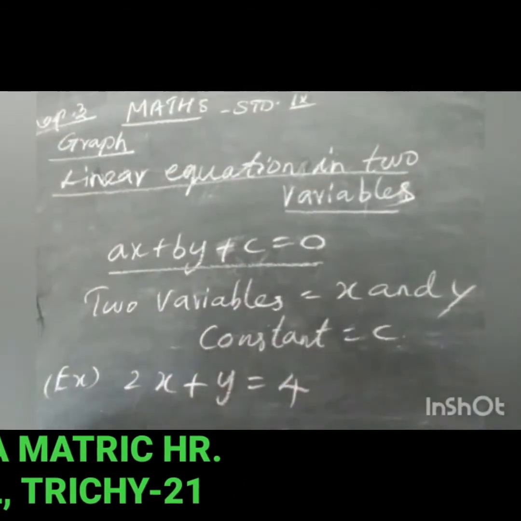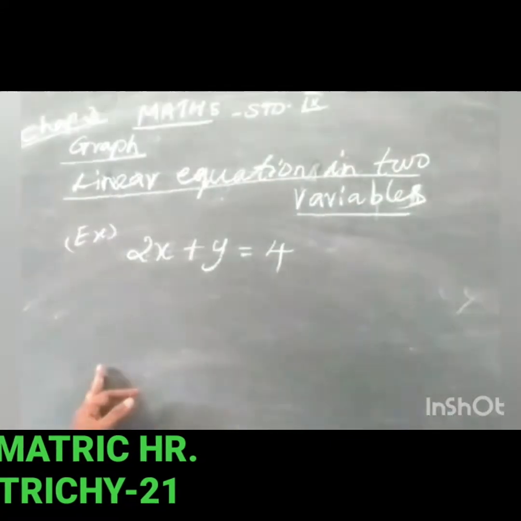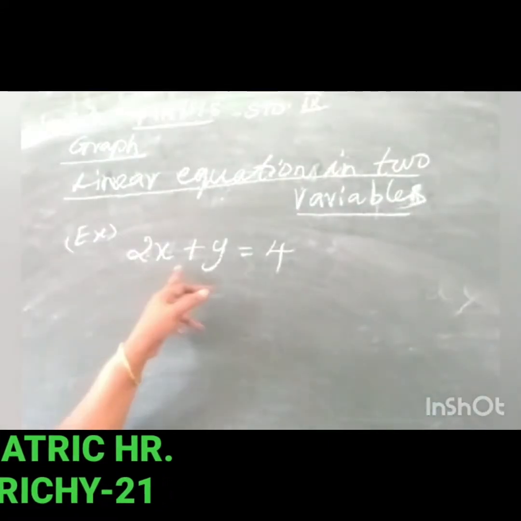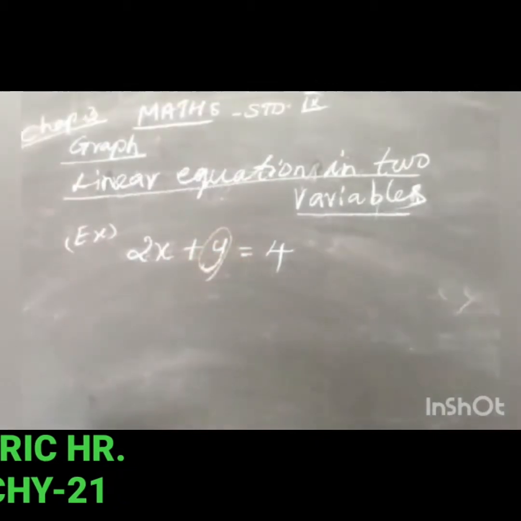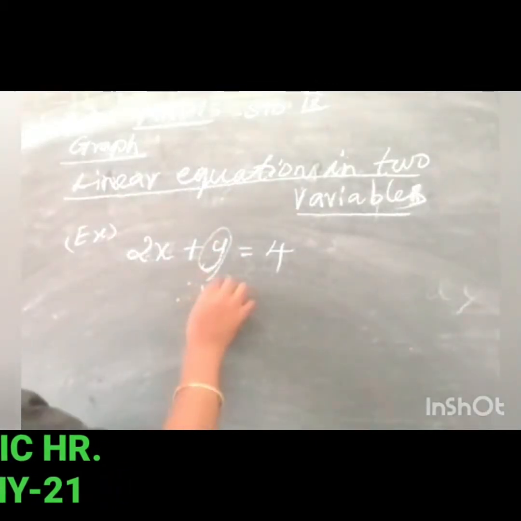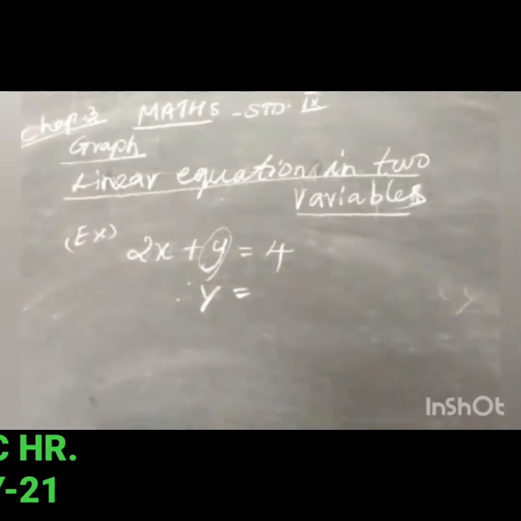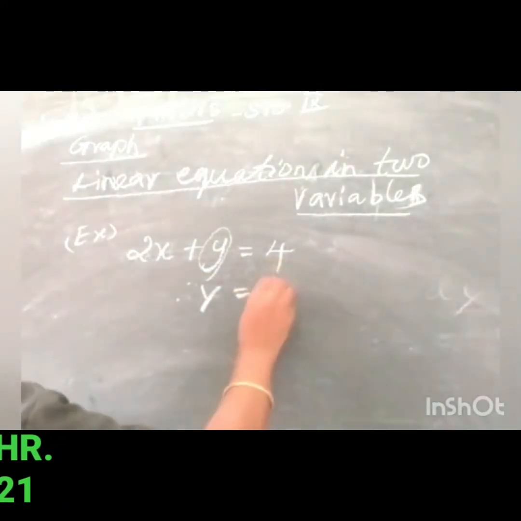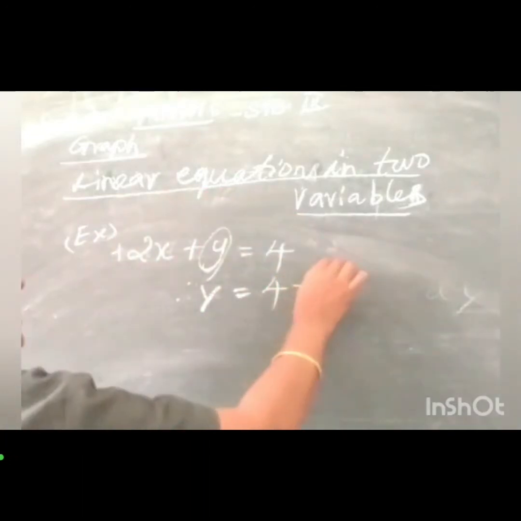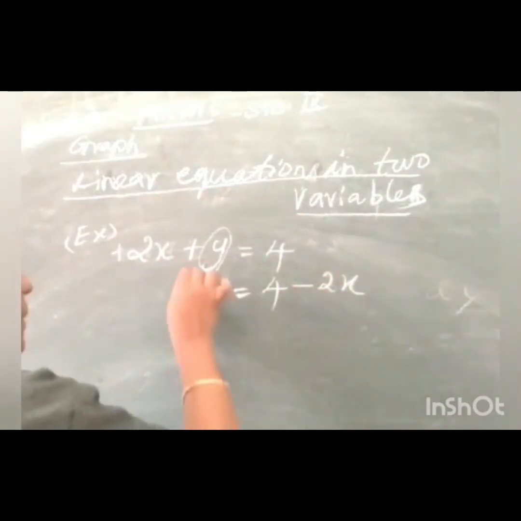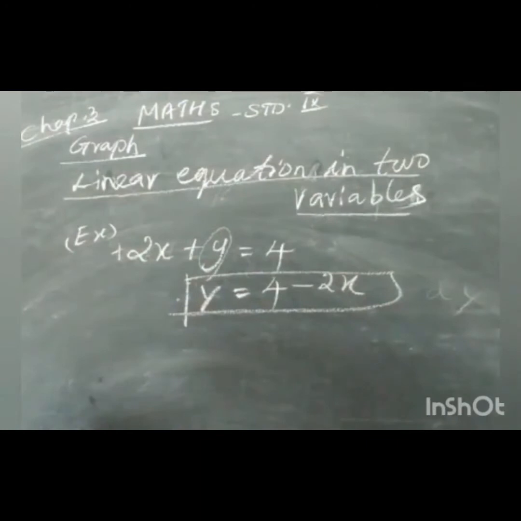Now let us see the examples. Let us see the given equation, 2x plus y equal to 4. You have to find y, so keep y on the left hand side. So y equal to, as it is keep the 4, then the plus 2x comes to this side, meaning minus 2x.